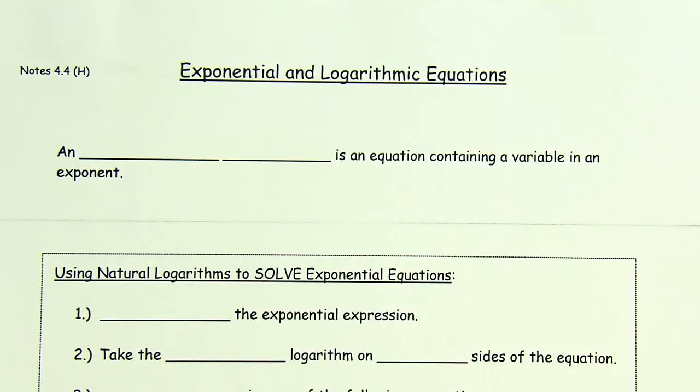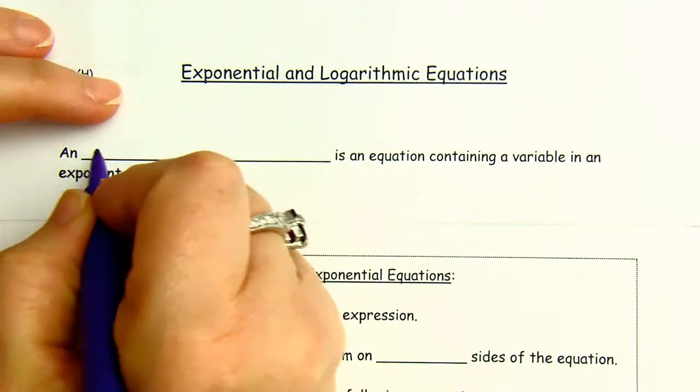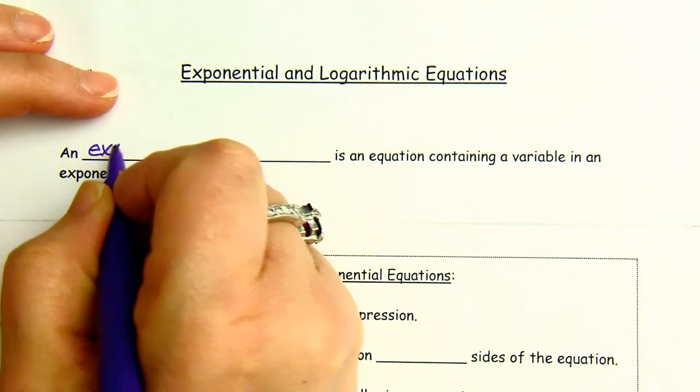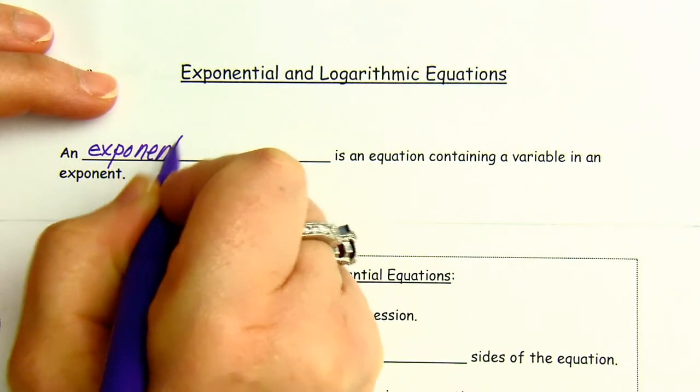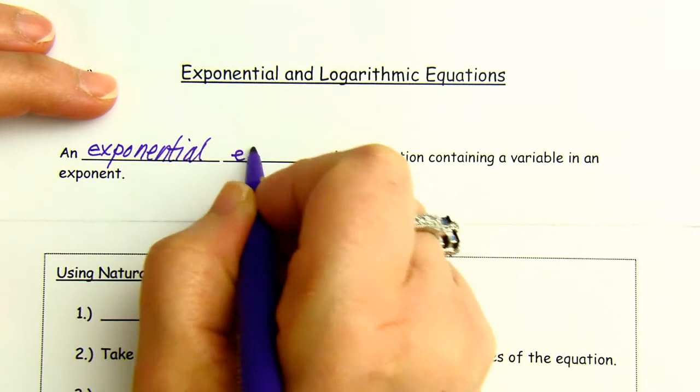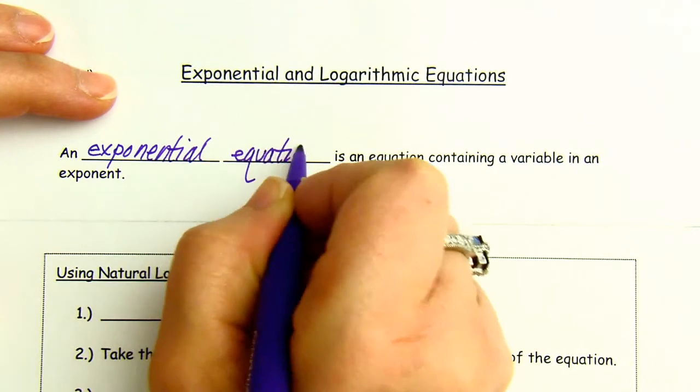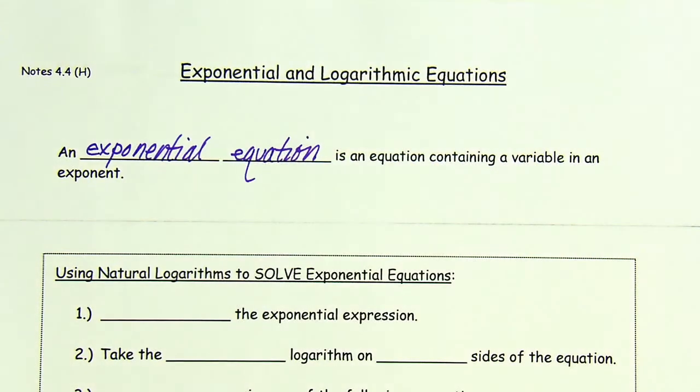Chapter 4, Section 4, Exponential and Logarithmic Equations. So here starts our process of solving exponential and logarithmic equations. An exponential equation is an equation containing a variable and an exponent. We already saw that, like f of x equals 2 to the power of x.